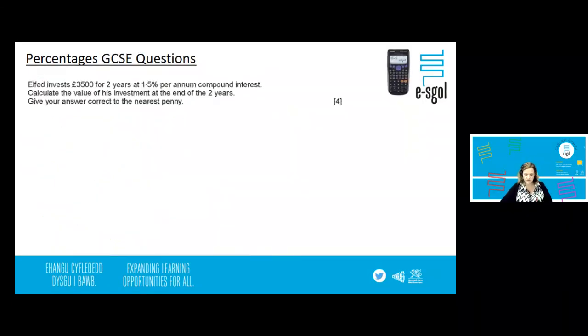Okay, so we're going to go straight in now to the GCSE questions. And again, you can pause the video and have a go at these before I run through them. We are going to do a calculator question to start. Okay, so we're going to follow the methods that we used within the calculator session.